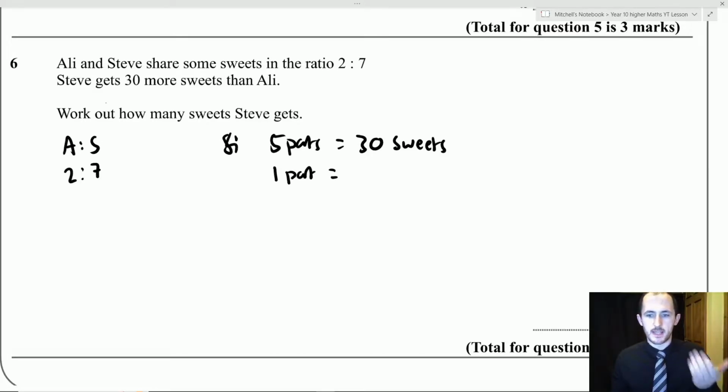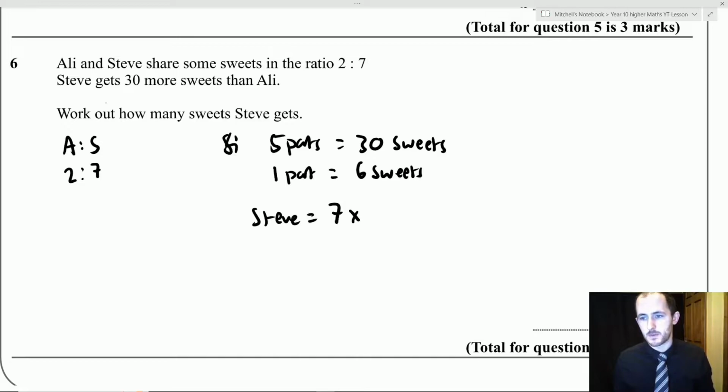So 1 part is 30 divided by 5, which is 6 sweets. So how many sweets does Steve get? Well, Steve will get 7 multiplied by 6, which is, of course, 42 sweets.